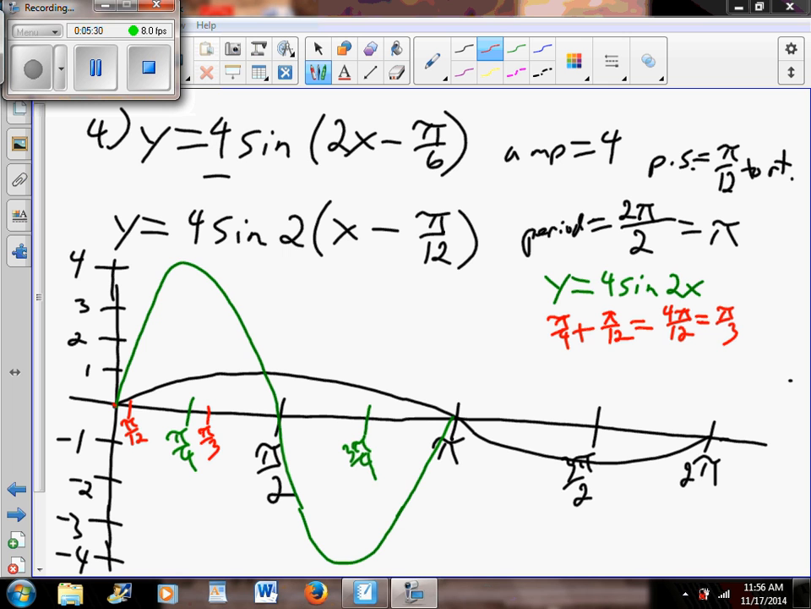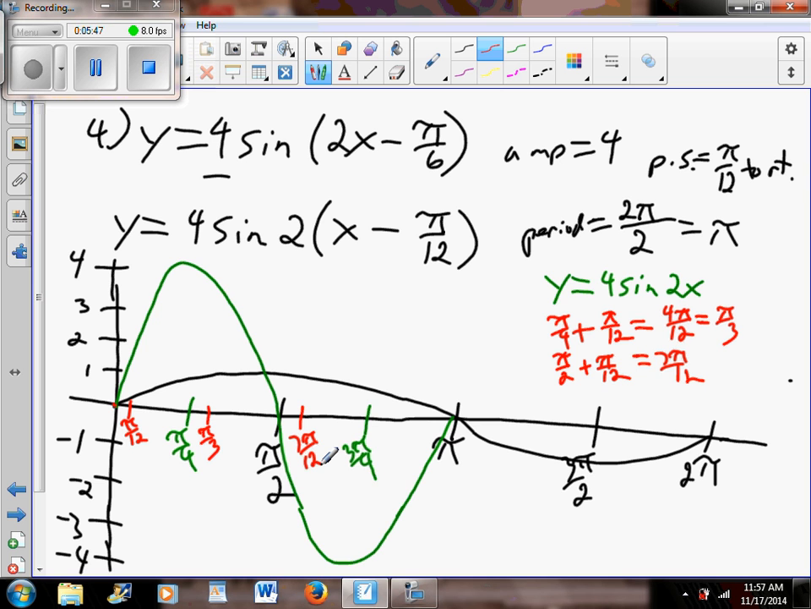Now we've got to find pi over 12. We're going to say pi over 2 plus pi over 12, and that's going to be 7 pi over 12. All right, so where is that going to be? It's going to be about right here, we'll say, 7 pi over 12.